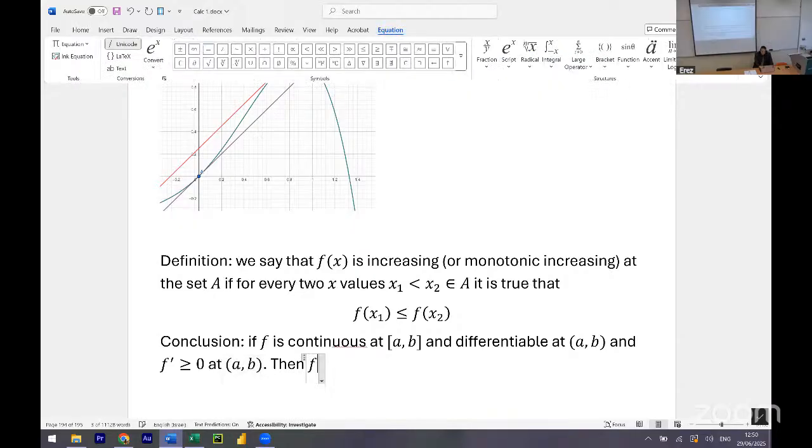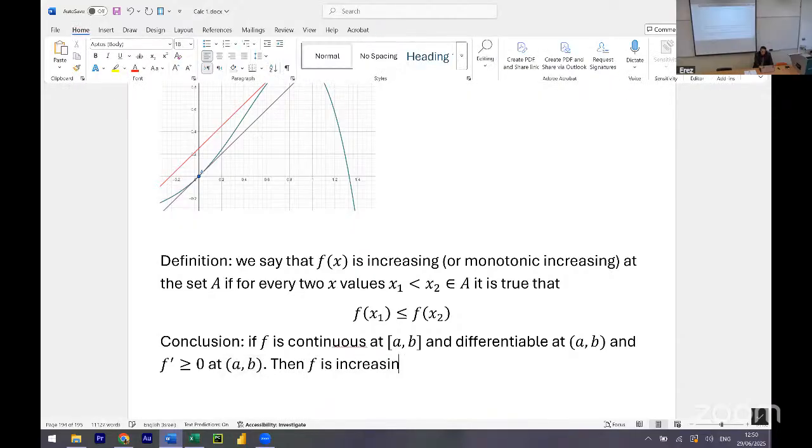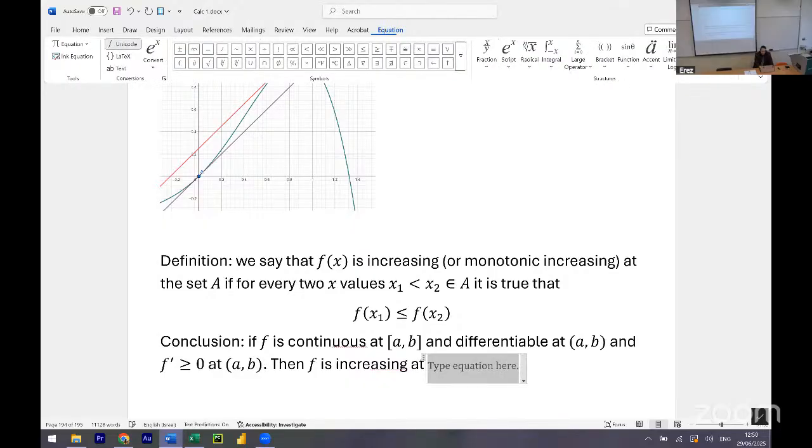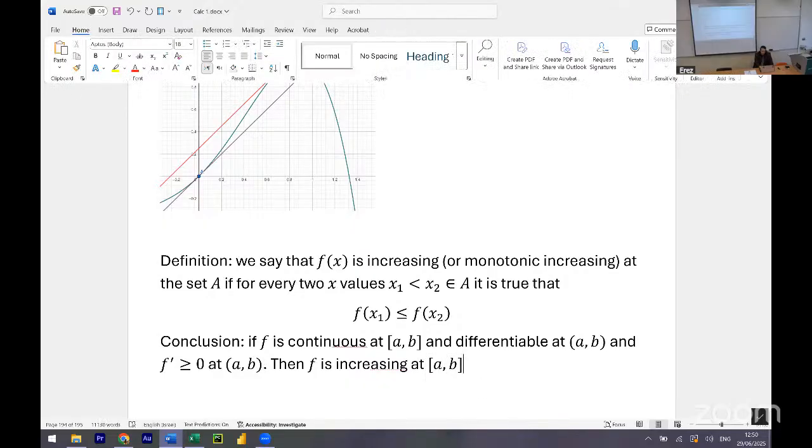Then f is increasing at a. That conclusion is something you know from high school, right? But now we see how to prove it. I didn't prove the theorems leading up to it, but I will prove the conclusion in a bit, and it's just implied from Lagrange's theorem.